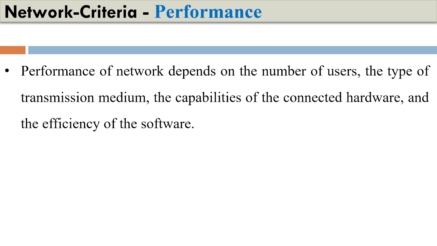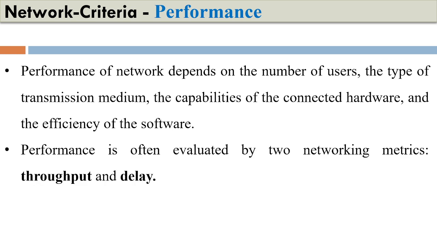Now, the performance of the network depends on many things: how many users are connected to the network, what type of transmission link has been established between them, whether it's wireless or wired, what the capabilities of the network hardware are, and what the efficiency of the software dealing with those things is. Performance, most of the time, is evaluated by two metrics. We take them as throughput and delay.